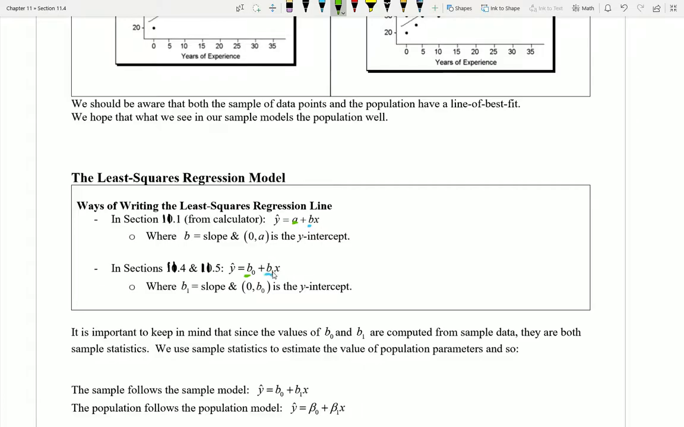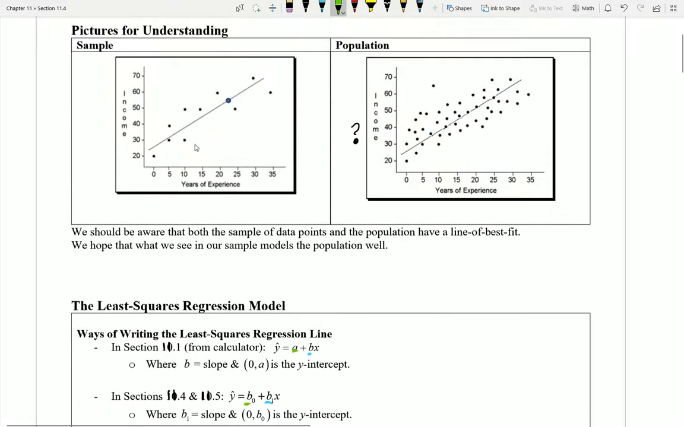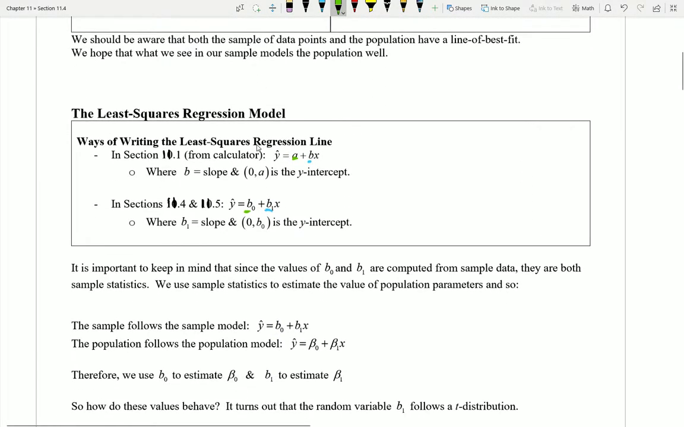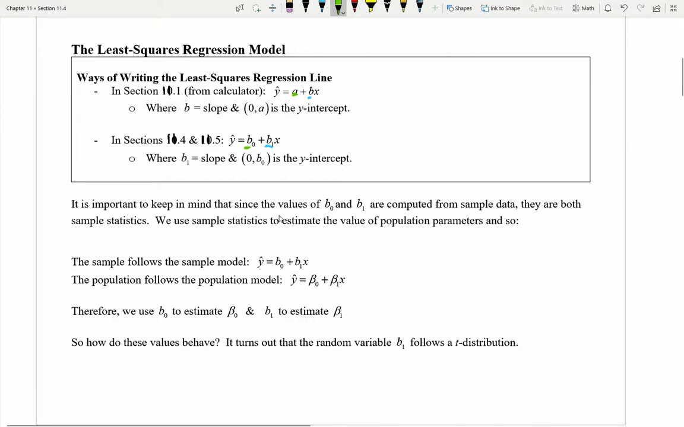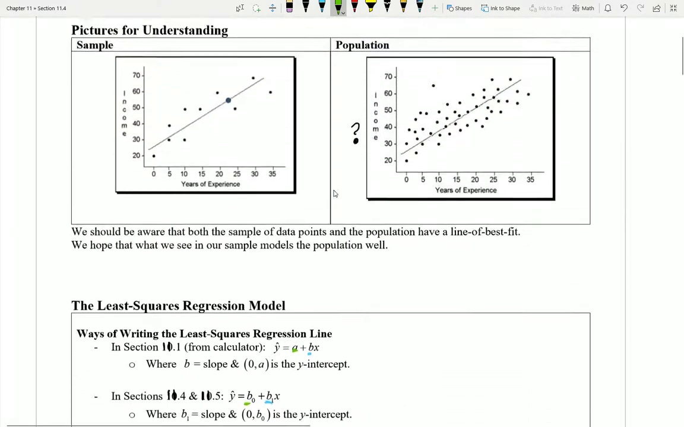Our focus today, again, is going to be on this b1 in blue, the slope of this sample line of best fit. So what's important to keep in mind, though, is that these values of b0 and b1, or a and b, are computed from sample data.